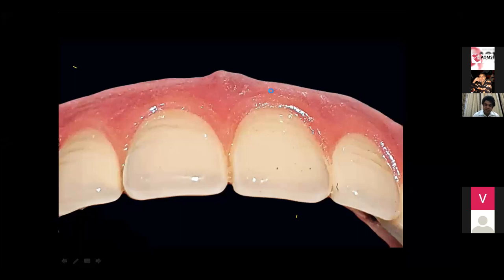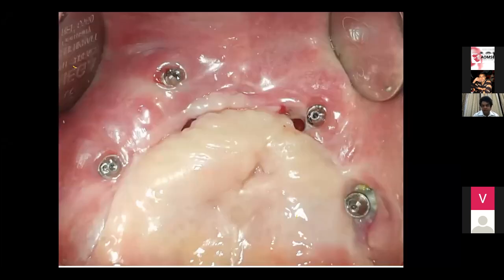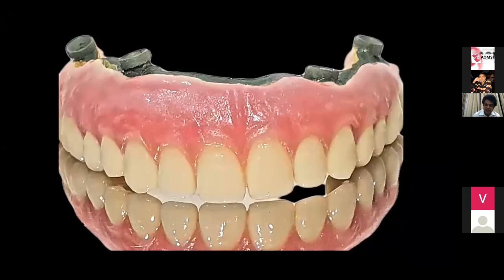And you just check this emergence also. So this emergence of the right anterior zygomatic implant is quite away from the junction of the palatal and the buccal mucosa. So we will discuss it later also that this is the mistake we make while placing the zygomatic implant, anterior zygomatic implant.